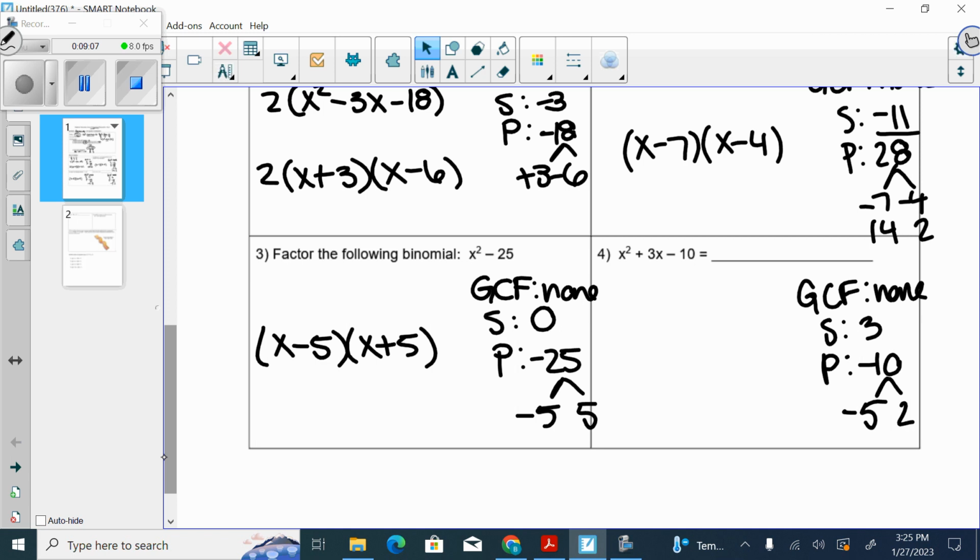What is it? Negative 5 plus 2 is negative 3. And I need it to be positive 3. So what if I flip them? What's 5 minus 2? 3. So that will work. So we got our x plus 5 and our x minus 2. All right, flip it over on the back. We've got a couple more to look at.